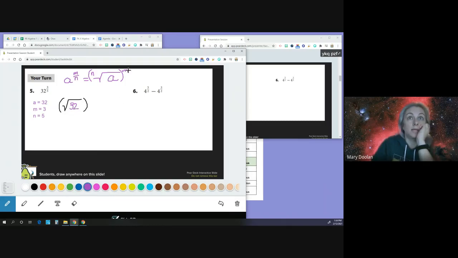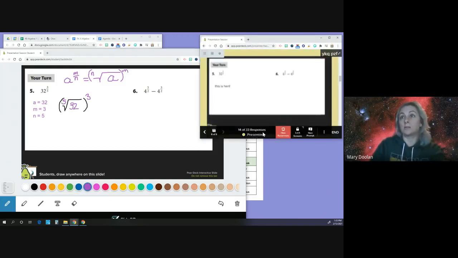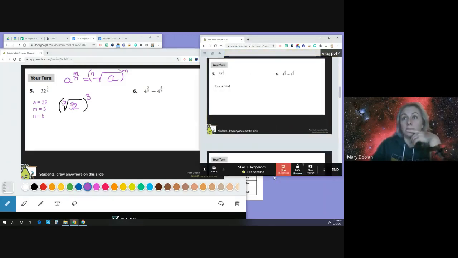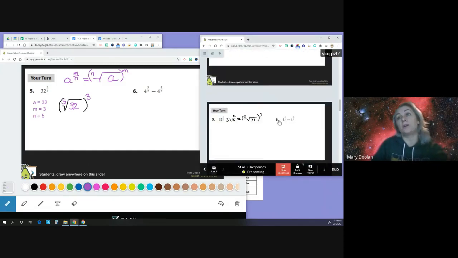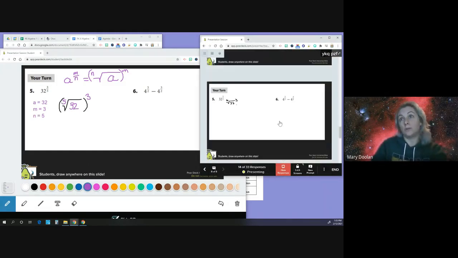M, the exponent, is 3. N, the index, is 5. Okay, and then that way I've gone from here to here, and maybe that helps me organize my thoughts. I don't know if that helps. You don't have to do this extra step, but maybe it would help you see what you have to do. All right.